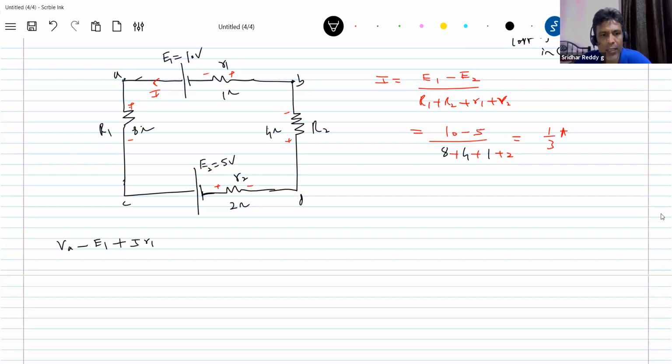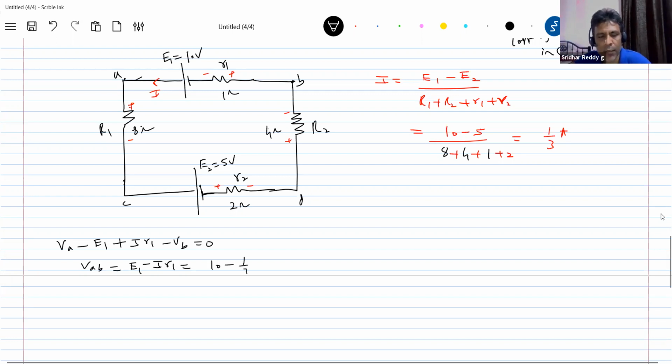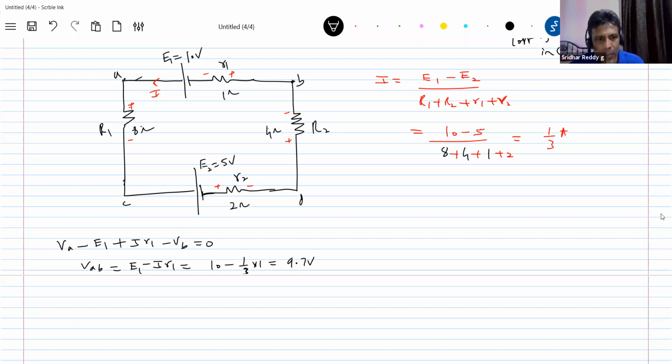So VA minus E minus IR1 minus VB equal to 0. Let's calculate VAB. E minus IR1. E1 is how much? 10 minus 1 by 3 into 1. So 30... 9.7 volt. Look at this one. It is less than the applied EMF. The terminal voltage is less than applied EMF.